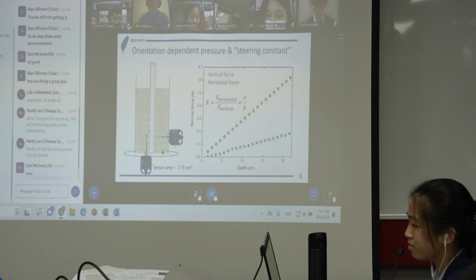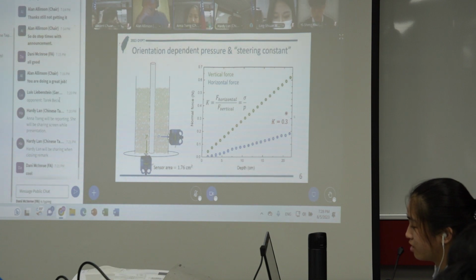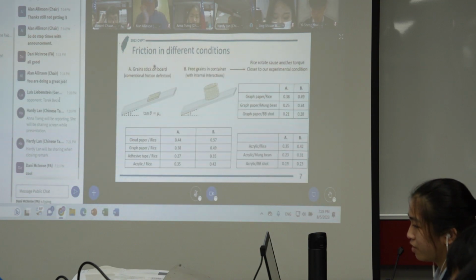in different directions. And we define K as the horizontal force divided by the vertical force, which is equal to the horizontal pressure sigma divided by the vertical pressure P. And after we calculate the volume, we found that K is about a constant equal to 0.3. So we define 0.3 as the pressure steering constant. And here is the friction in different directions.